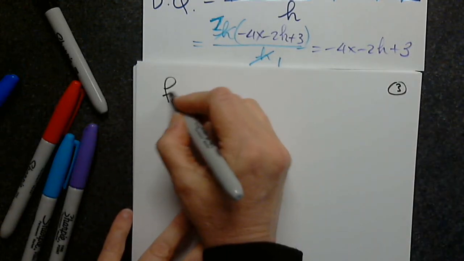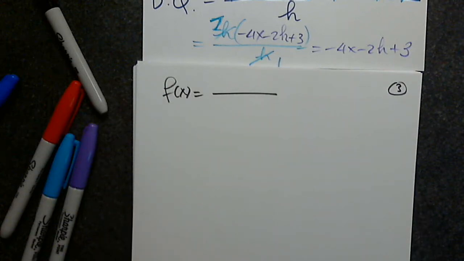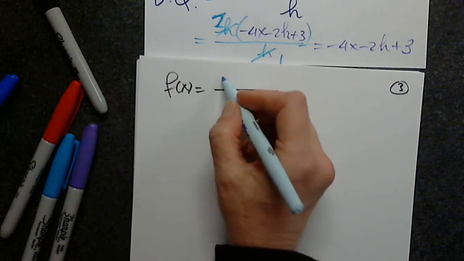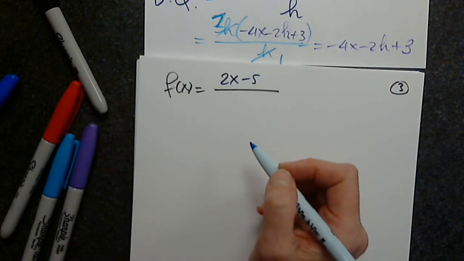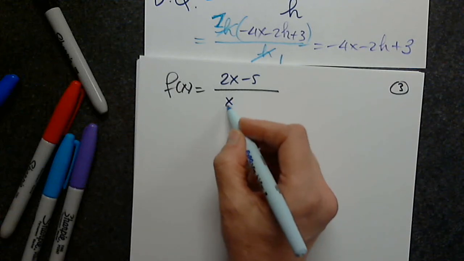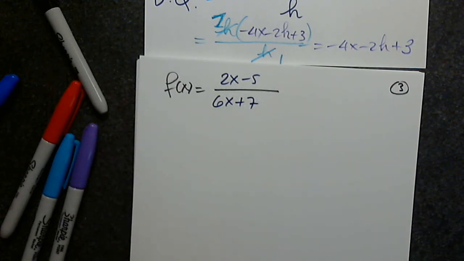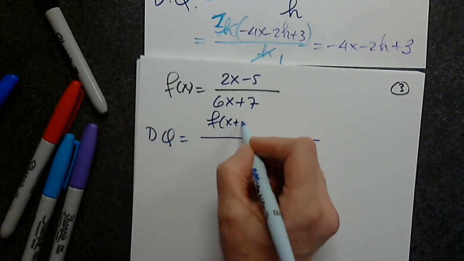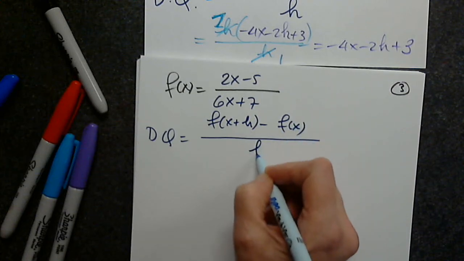Please give me any rational function you can think of. Stay with a linear polynomial over a linear polynomial, because otherwise it will take us forever. Yes? 2x minus 5. 2x minus 5, awesome. Say it again. 6x plus 7. 6x plus 7. Awesome. We want to determine the difference quotient. And by definition, this is f of x plus h minus f of x divided by h.